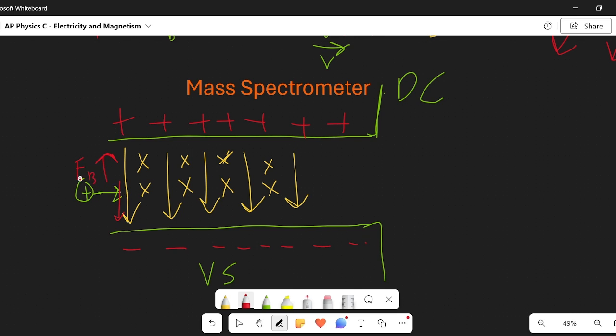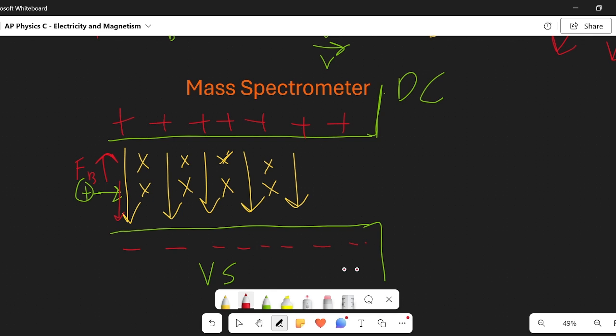Because the magnitude of FB is based off the velocity, only charges at a certain velocity will actually make it through the velocity selector. That's why it is called the velocity selector: it just selects a very specific velocity.